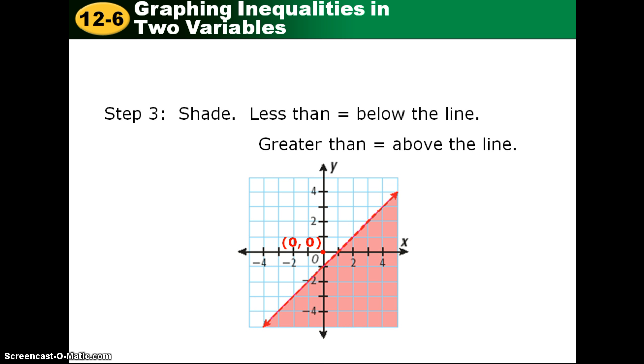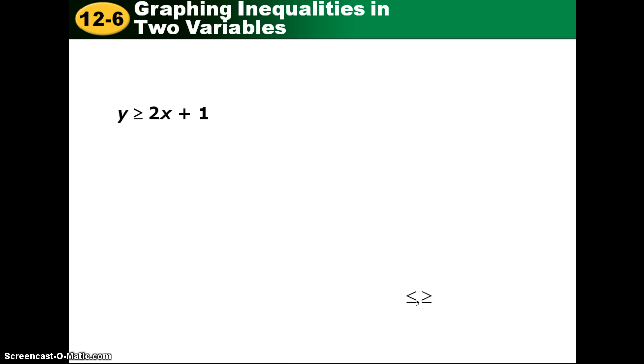So here's what this would look like. y is less than x minus 1. We started at negative 1 for the y-intercept, and we went up 1, 1 to the right, up 1, 1 to the right, and created a dashed line. The point (0, 0) is not a solution. Our solutions are less than, so we shaded below the line. Let's look at another one.